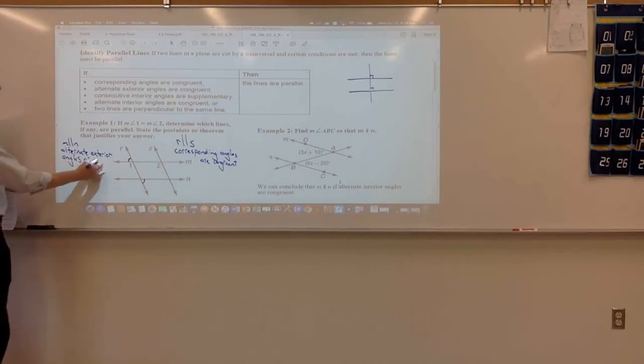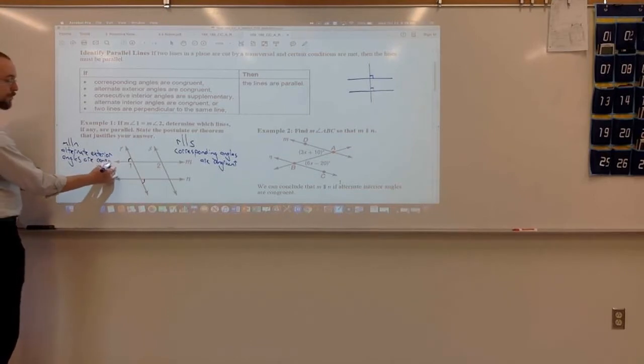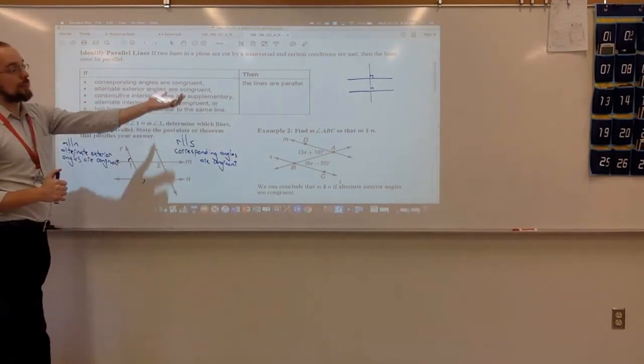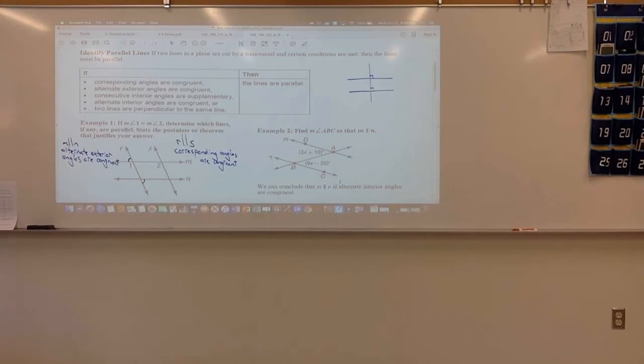Okay, so that's the first idea here. Just using these relationships that we've already talked about to now prove that lines are parallel. If I know that these relationships are true, then I can claim that certain pairs of lines are parallel. Questions on that idea?